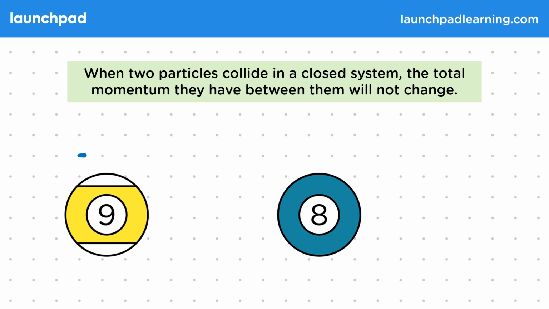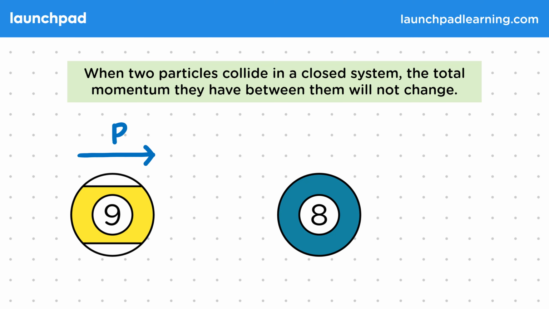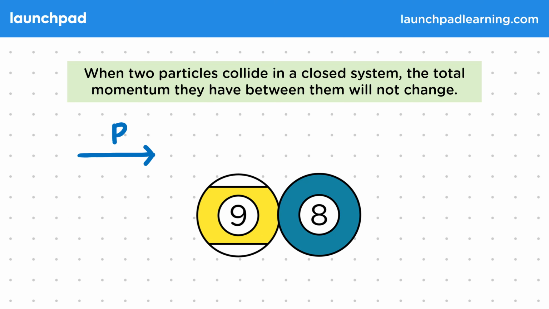Now let's suppose that the first ball is moving towards the second. Remember that momentum is the product of mass and velocity, so we can say that as the first ball is moving, it has a momentum of p. Then this ball hits the second. Let's suppose that it collides and stops. So what happens to the second ball?